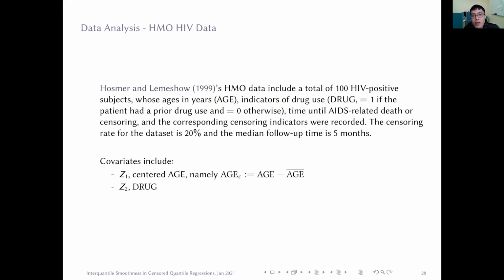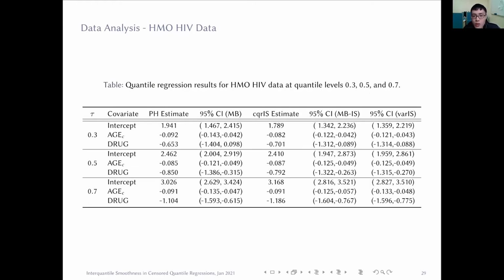So go back to our data analysis in the motivation. The covariates here are the centered age and the prior drug use. We show the regression results at tau equals 0.3, 0.5, and 0.7 in this table. And as we can see, these two estimators are fairly close to each other.